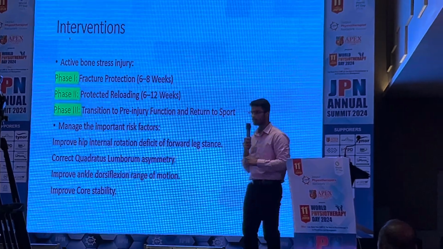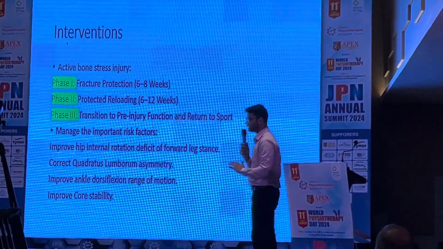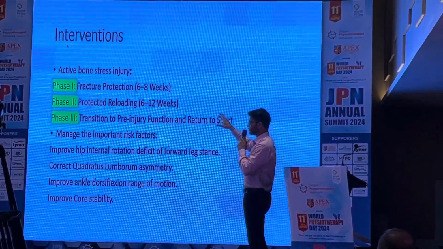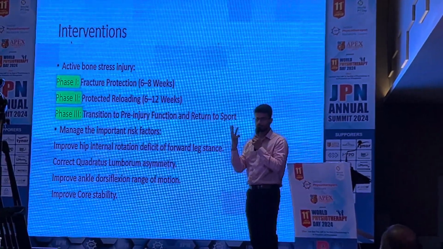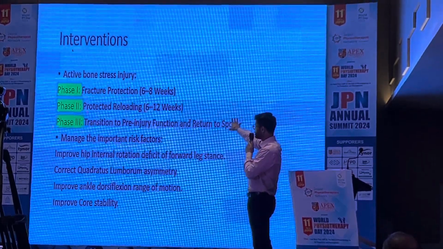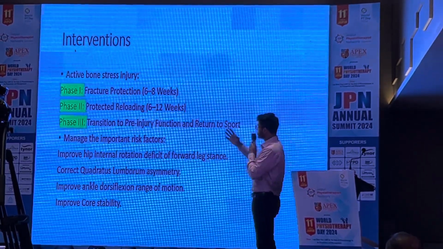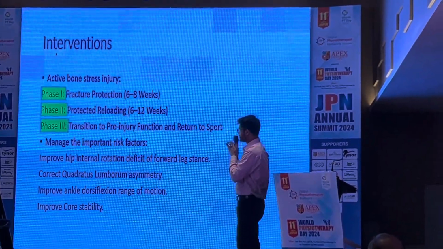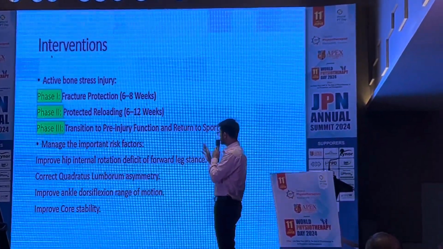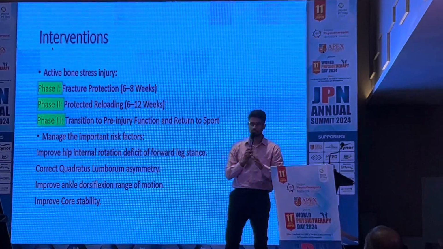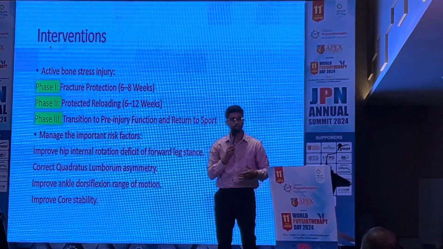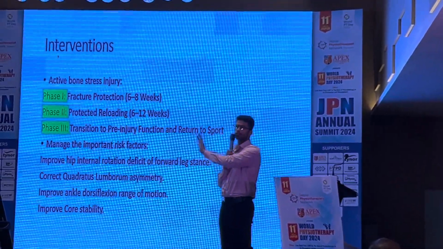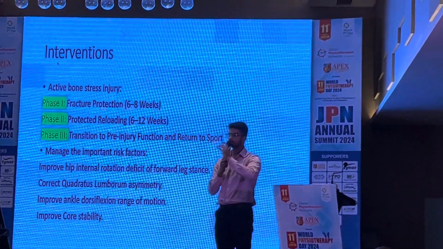Talking about the intervention, the basic protocol says that if there is an active bone stress injury, the intervention has to be divided into 3 phases. First will be from 6 to 8 weeks, in which we have to protect the fracture. Second is 6 to 12 weeks, which is the protected reloading. And then in phase 3, transition to pre-injury function and return to sport. But this is not rigid. Actually, we have to decide our protocol based on the clinical presentation of our patient, and this can be modified according to the needs of the particular patients that we are seeing.